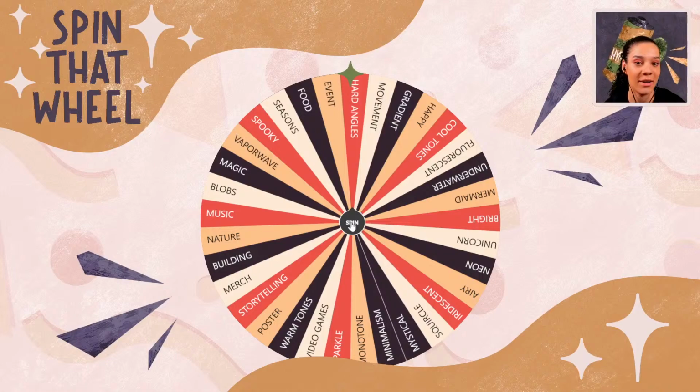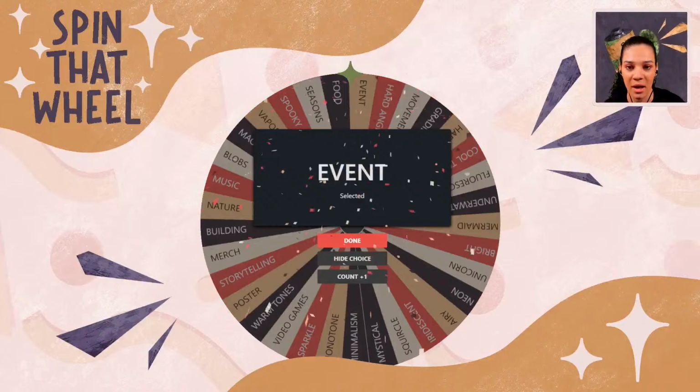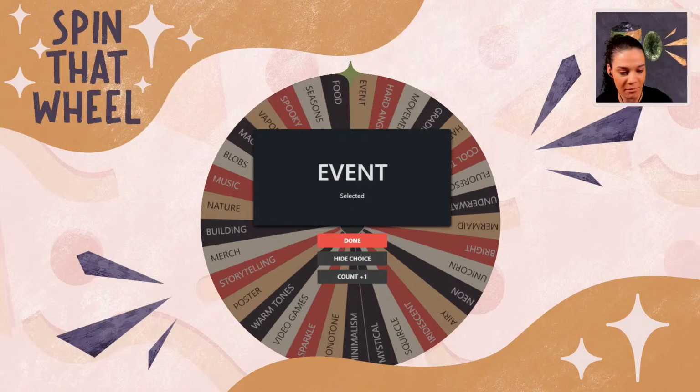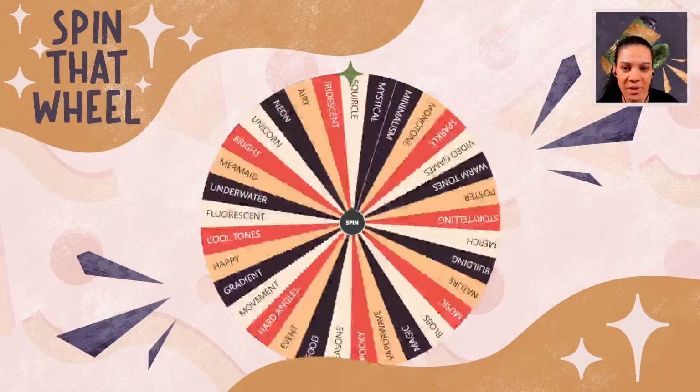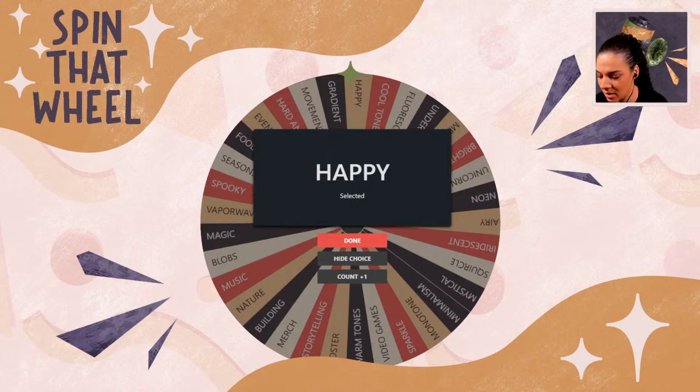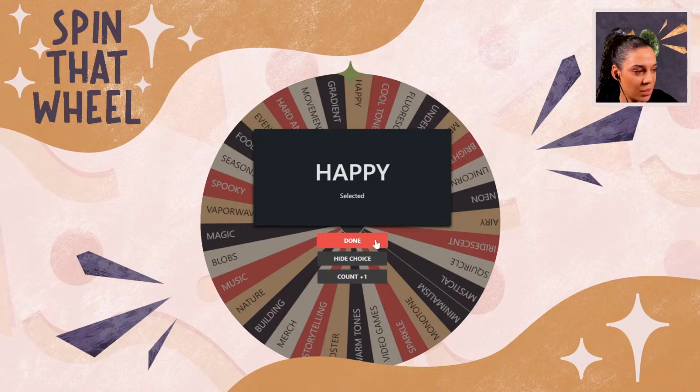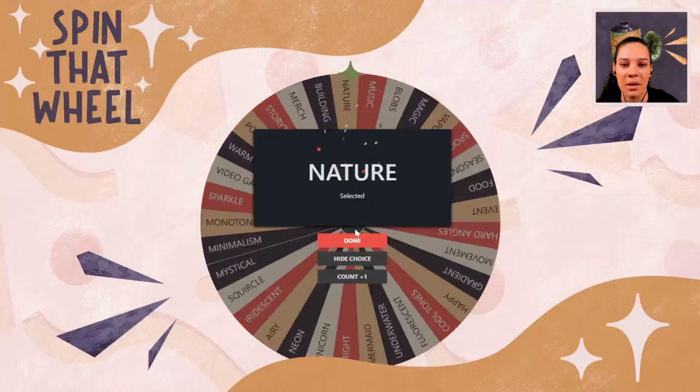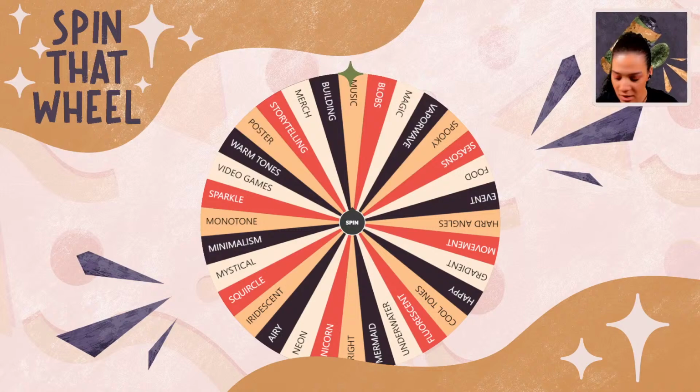Let's see. Word number one: event. We've had event before, but I'll put it in there because we could do another event, event branding. Let's spin for another. Happy. Happy's a good one. Let's do happy. We've had a couple of these already, so we can do more spins once we see everything that we got. Oh, you know what? I should be removing them as I go. Nature we've had as well. I'm gonna hide choice so we don't spin for it again. Nature, let's see, let's spin.